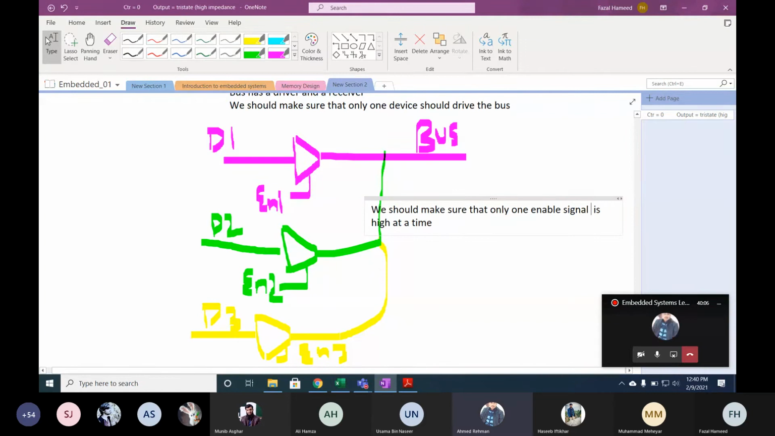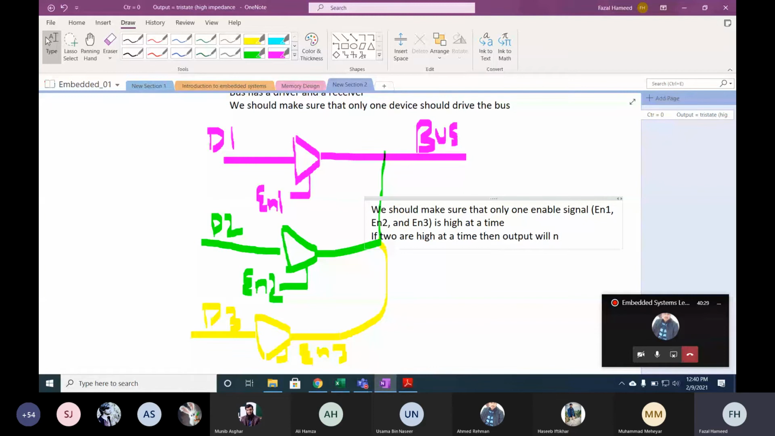So now we have three enables: enable 1, enable 2, and enable 3. We should make sure only one enable signal is high at a time. If two are high at a time, what's the problem? Then there is a short circuit. The output will not be predicted. You cannot predict the output.